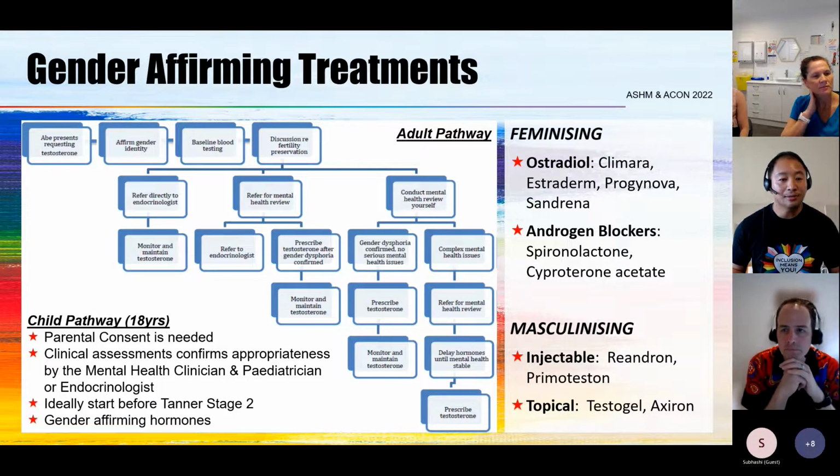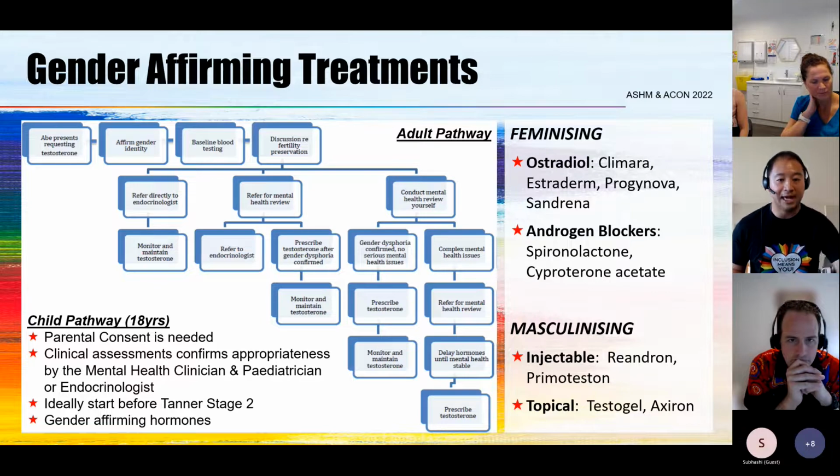If they are a young person, as well as a child, the child themselves would need parental consent prior to the onset of hormonal use. We also look at a clinical assessment to confirm appropriateness by both a mental health clinician as well as a pediatrician or pediatric endocrinologist. Ideally, we start the process before Tanner stage 2 of their pubertal development. After all those things are in place, we can then consider gender affirmation hormones.